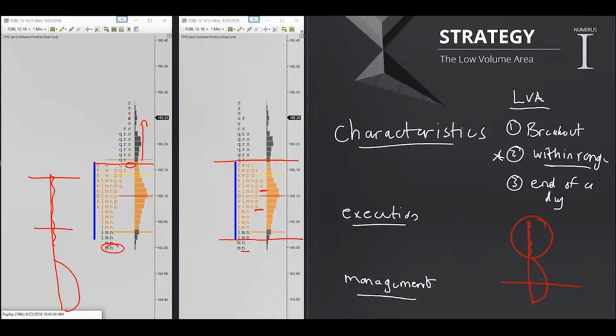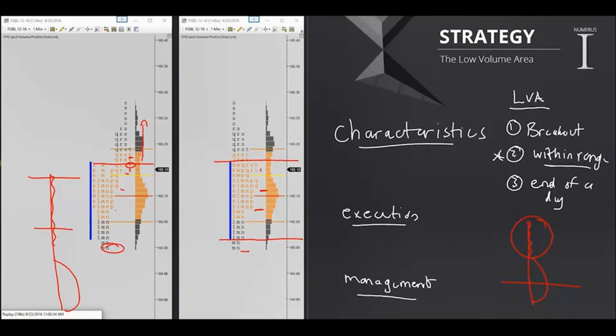Again, note the one time framing. We can see the P print, the Q print, the R print, and now the S print all making a series of higher lows and higher highs. Again, what we want to observe is when this pattern breaks down, which it does finally on the T print.